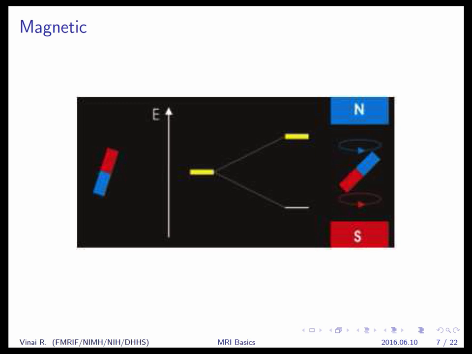And it turns out that if you make this gap bigger, you can get a bigger difference and hence more protons to image with. Anybody care to guess how you might make this gap bigger?